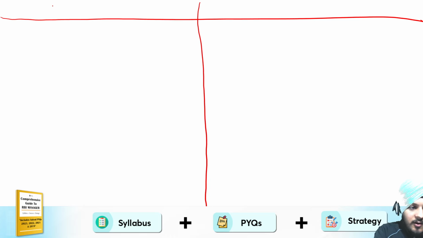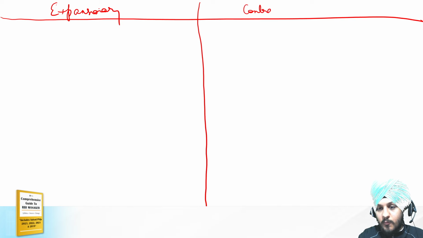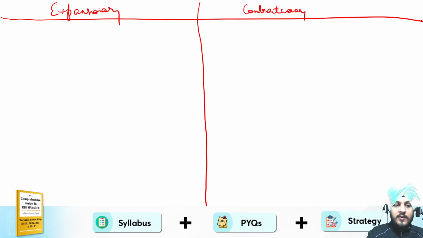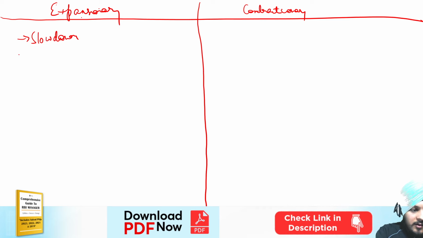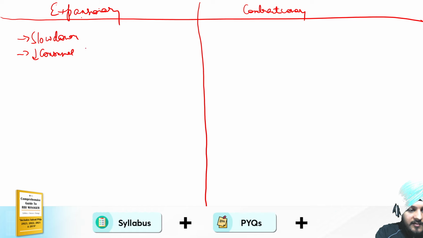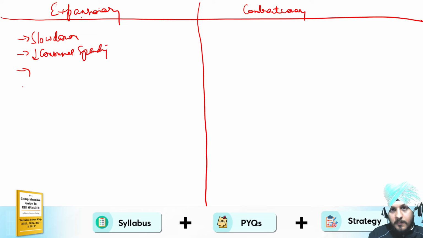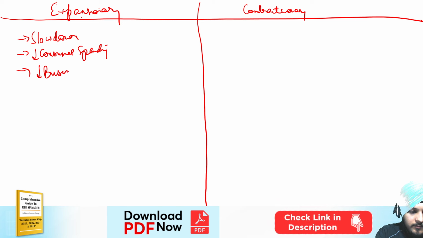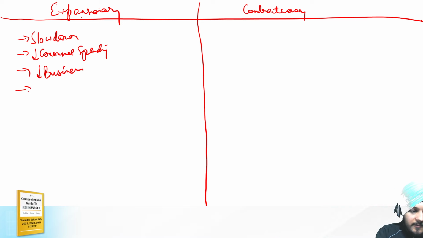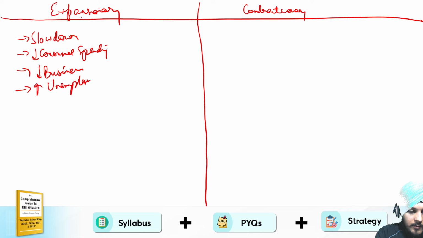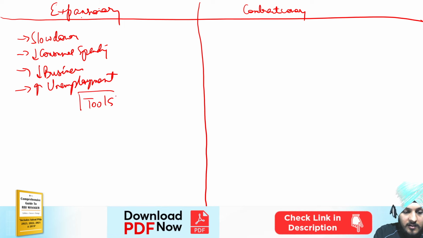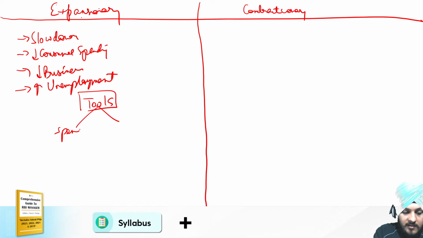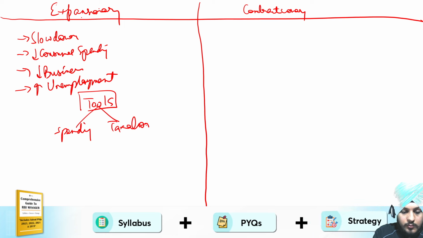Now let us understand how the government uses its tools in expansionary fiscal policy and contractionary fiscal policy in order to meet different objectives. So imagine a scenario where the country is facing a slowdown, the consumer spending has reduced, the businessmen are facing losses, and the unemployment rate is high. Now what the government can do is, through expansionary fiscal policy, the government can come into action through the tools of spending and taxation, which are the tools of fiscal policy.